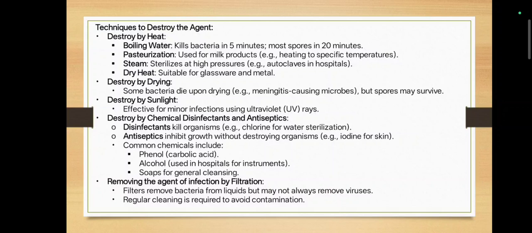Second is destroying by drying. Some bacteria die upon drying, for example, meningitis causing microbes, but spores may survive. Destroy by sunlight. Effective for minor infections using UV rays. Destroy by chemical disinfectants and antiseptics. Disinfectants kill organisms, for example, chlorine for water sterilization. Antiseptics inhibit growth without destroying organisms, for example, iodine for skin. Common chemicals include phenol, alcohol, and soaps for general cleansing.